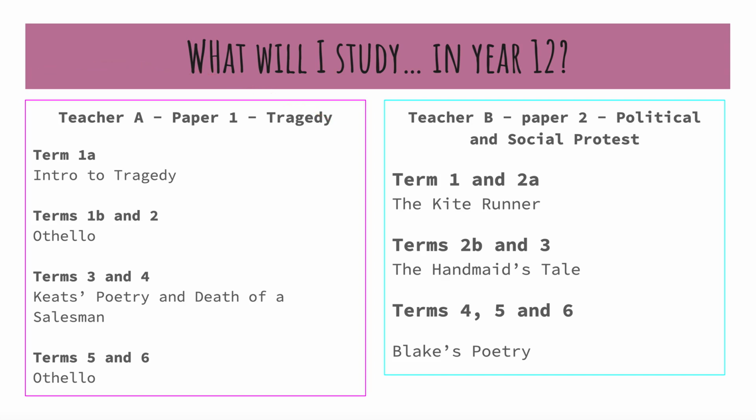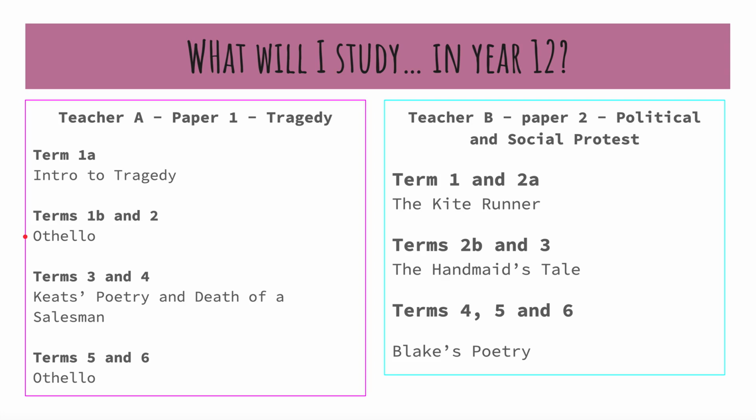So going here then, in term 1A, so that's just the first few weeks of the first term, you'll do a unit called the Introduction to Tragedy, and that will provide you with a bit of history, background to tragedy and different aspects, and just really equip you with the basis that you need to go on and study other tragic texts. So in the rest of that term, and then up until Christmas, so up until the end of term 2, you'll be studying Shakespeare's Othello.